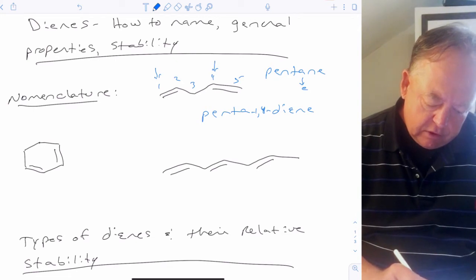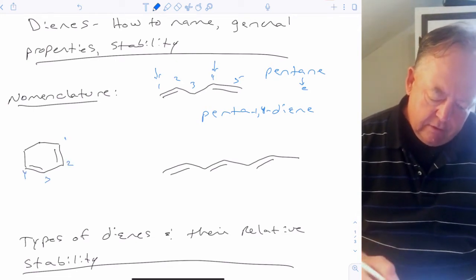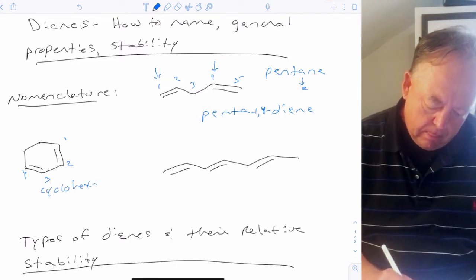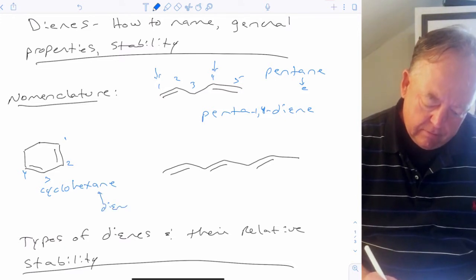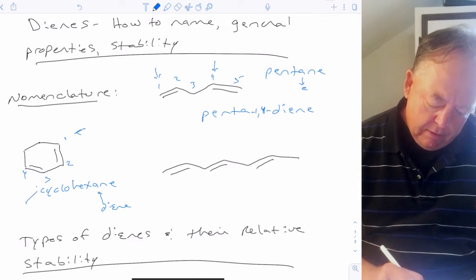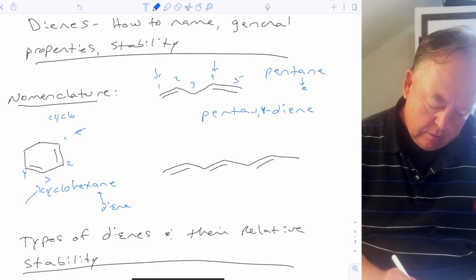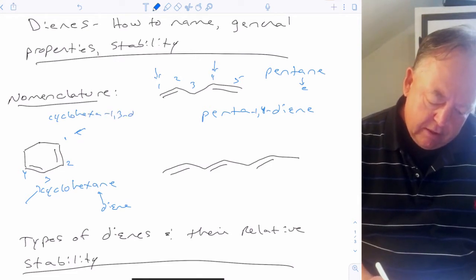So in this case, the cyclohexane would be the parent. And then we're just going to stick diene here. The double bond starts at carbon number 1 and at carbon number 3. So that would be cyclohexa-1,3-diene.